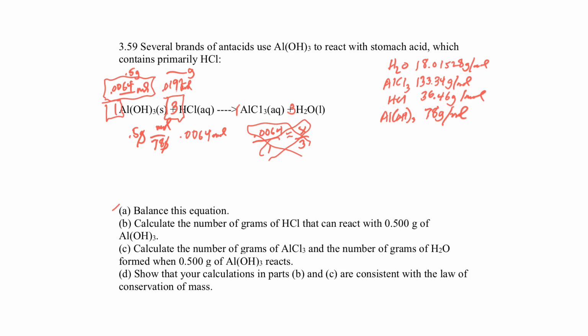So I'm going to write it down. 0.0192 moles of HCl. So I go over to the right. HCl for every mole is 36.46. Okay. And so multiply that times 36.46. And I get 0.701 grams. Okay, so 0.701 grams is B.